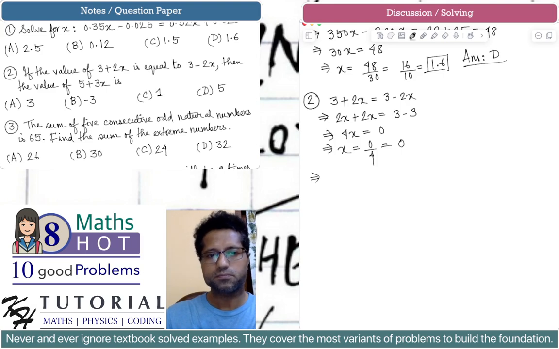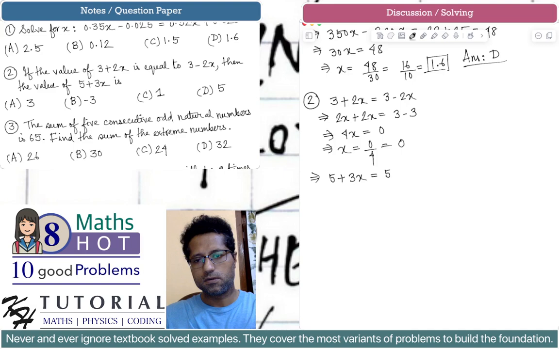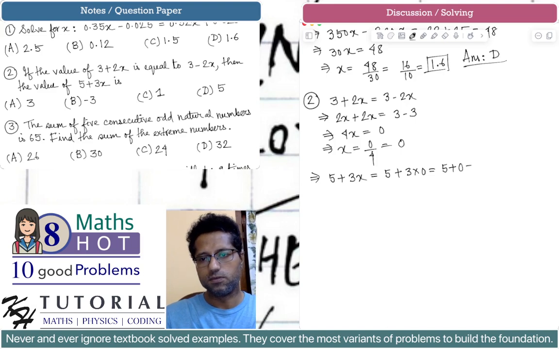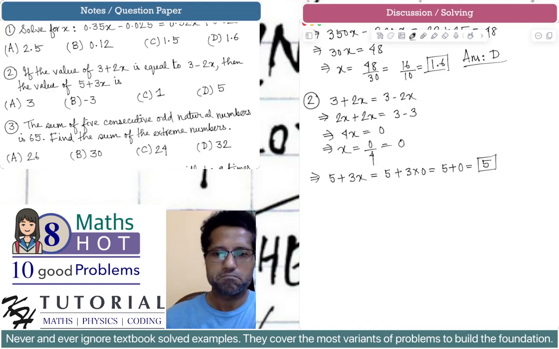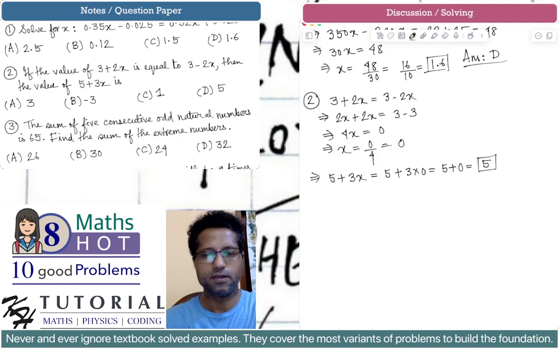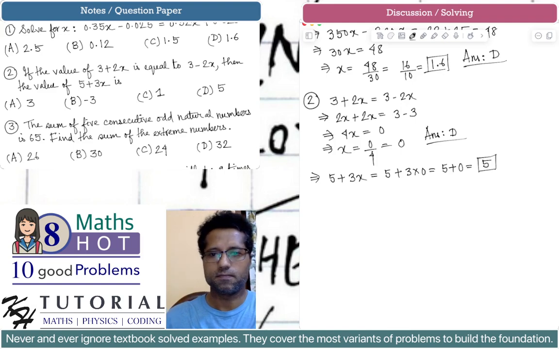This implies that 5 plus 3x will be equal to 5 plus 3 into 0, which is equal to 5 plus 0, which is equal to 5. So, for the value of 5 plus 3x, we have to put the value of x which is the solution of the equation 3 plus 2x equals 3 minus 2x. Hence, the result is 5, and hence the correct choice is D. D is the correct choice.